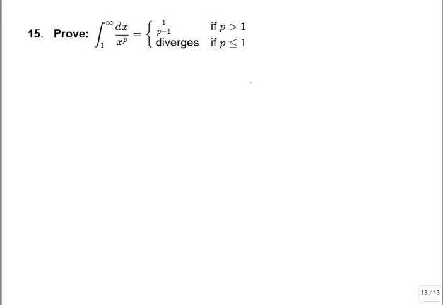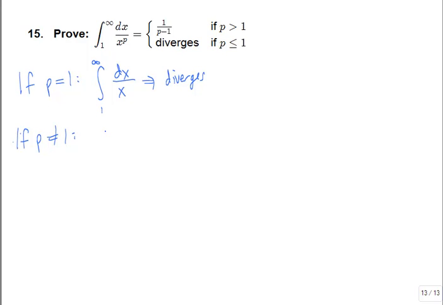So let's look at the p equal to 1 case first. If p is equal to 1, then this is just the integral from 1 to infinity of dx over x, since p is 1. And we've already shown in the last example and in the very first example we did that this diverges. So that's the p equal to 1 case, and we already know that that's true. So now let's investigate what happens if p is greater than 1 and p is less than 1. We're going to assume that p is not 1 from this point on.